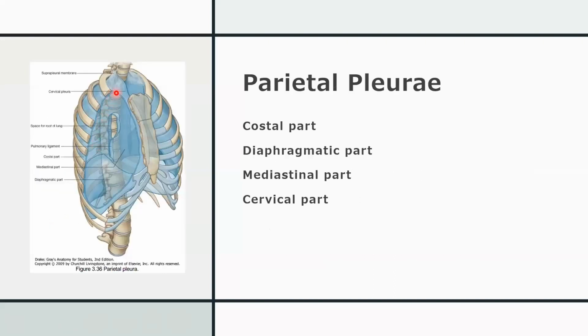When we take the parietal pleura, which is the external layer, there are several parts to it. You have the costal part, which is close to the thoracic wall, to the ribs, these intercostal spaces, and this area is called the costal surface. The part which is next to the diaphragm is called the diaphragmatic part. The part adjacent to the mediastinum is called the mediastinal part. And the part which extends above the first rib is called the cervical part, and it extends a little bit into the neck.